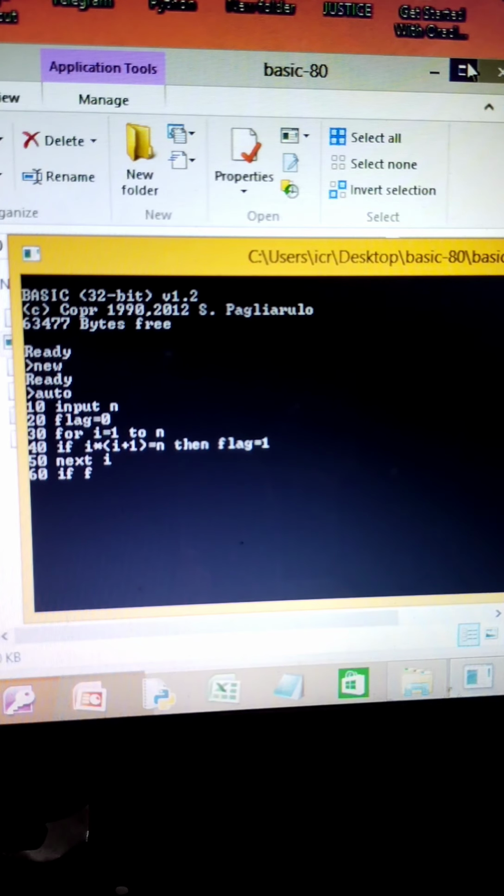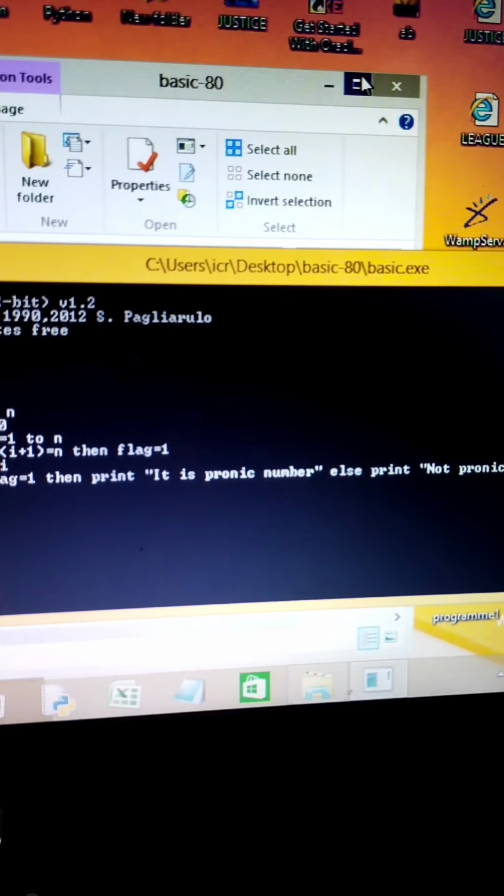Outside the loop we are going to write: if flag is equal to 1, then print it is pronic number, else print not pronic. And what is this program exactly doing for us? Let's see.